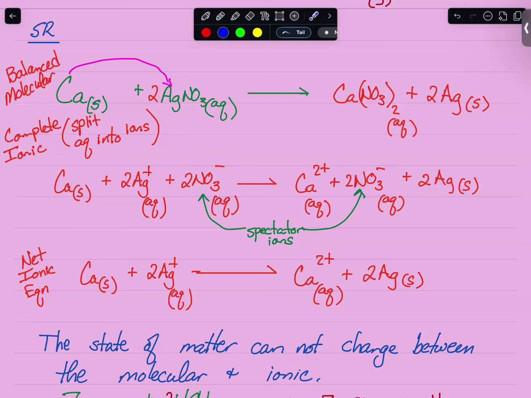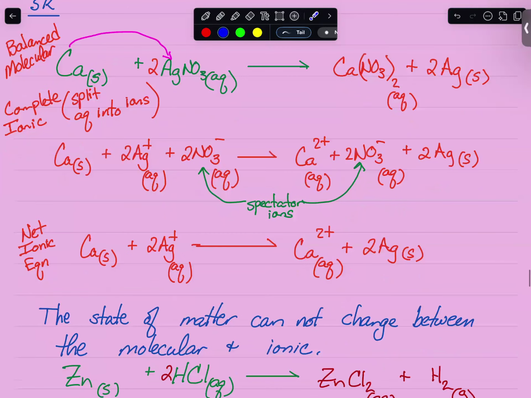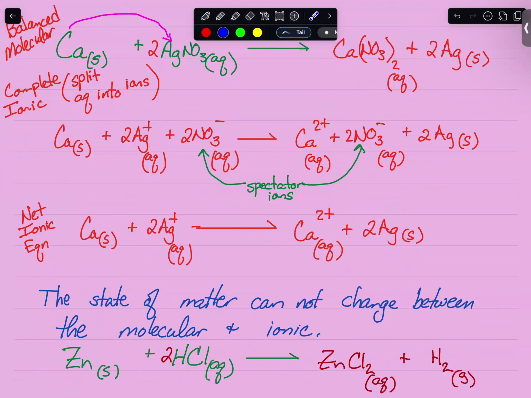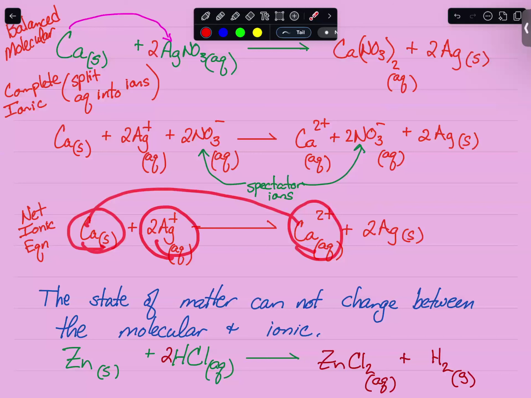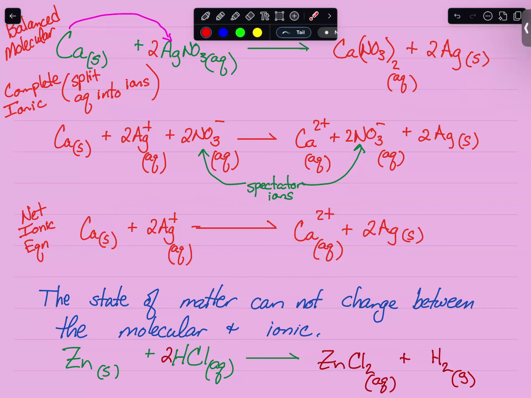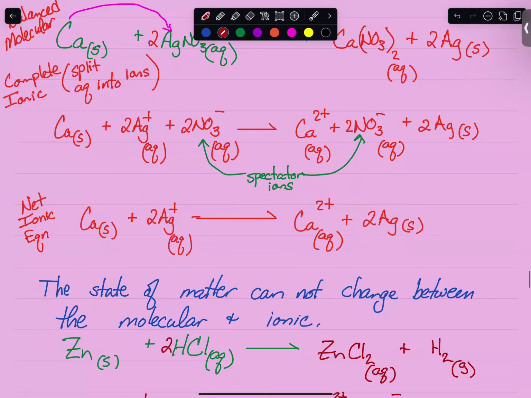And when you have something on both sides of the equation, those can cancel. Those are what are called our spectator ions, the ions that don't participate in the reaction. So now we remove the spectator ions, and we write out the net ionic with the species that changed. We have calcium solid going to calcium ions. We have silver ions going to silver solid. This is my net ionic. And if the question asked, we would say NO3 minus ions, those aqueous ions, those are my spectators.